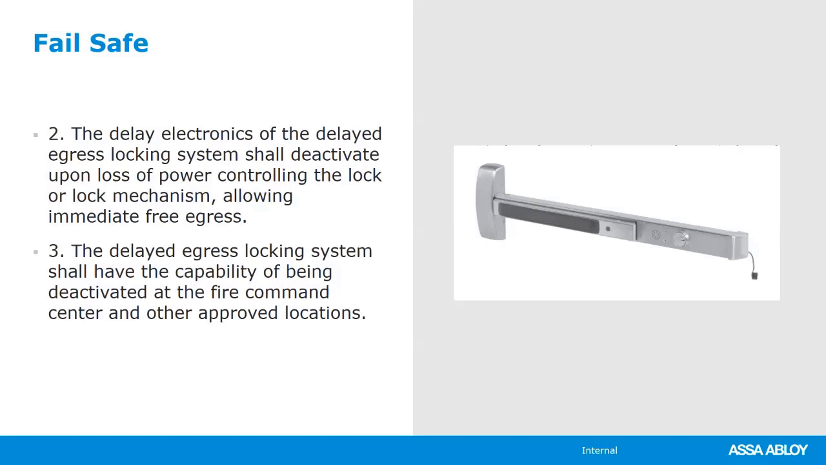Number 3, the delayed egress locking system shall have the capability of being deactivated at the Fire Command Center and other approved locations. Other approved locations may be a nurse's station or some kind of a reception desk or something like that. But because it's electric, your switch can be located anywhere within the building, and this is just a switch or multiple switches that will deactivate the delayed egress locking system.